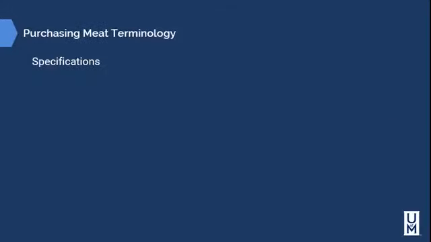When purchasing meat, there are a couple of terminology terms that we need to be aware of. Specifications. Specifications refer to the size, quality, quantity of the product itself. IMPS, or Institutional Meat Purchase Specifications, is what we go by with this. Some of the terminology may be beef rib, roast ready.